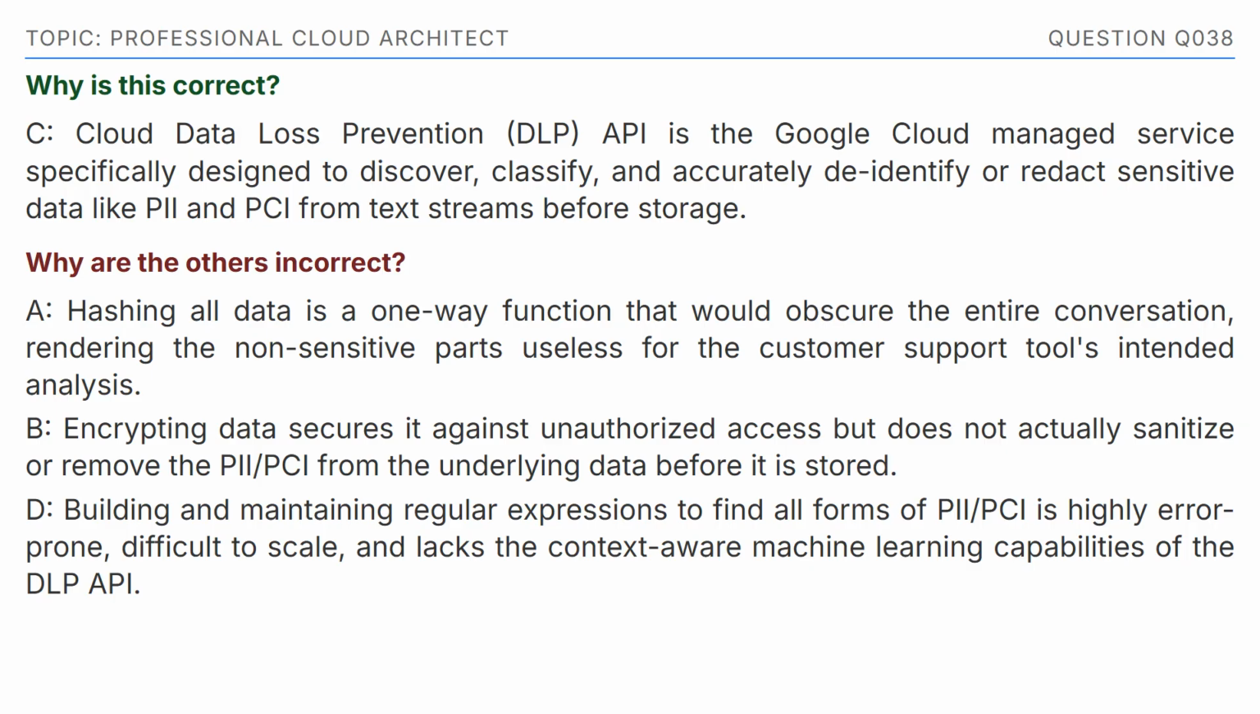A. Hashing all data is a one-way function that would obscure the entire conversation, rendering the non-sensitive parts useless for the customer support tool's intended analysis. B. Encrypting data secures it against unauthorized access but does not actually sanitize or remove the PII/PCI from the underlying data before it is stored. D. Building and maintaining regular expressions to find all forms of PII/PCI is highly error-prone, difficult to scale, and lacks the context-aware machine learning capabilities of the DLP API.